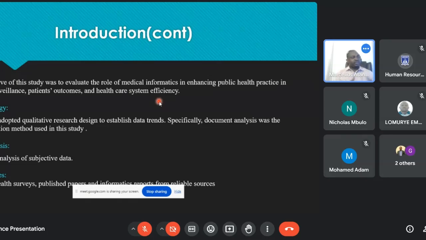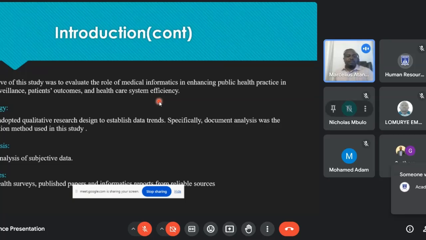What method did we use for this study? Given the complex nature of the study in question, we adopted a qualitative research design. This was taken under the understanding that this will help us establish data trends, specifically document analysis and data collection methods used in these studies and other studies.